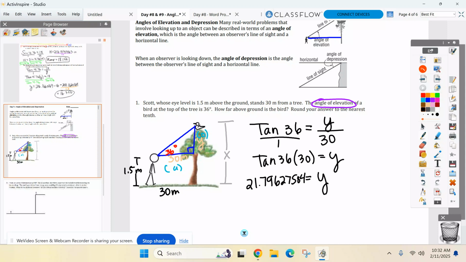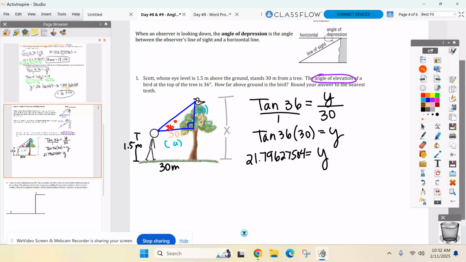So I'm getting about 21.79 and change for that opposite leg. How do I get the full distance now? The full distance. Violet? Add 1.5. Add his eyesight level in. Yep, add in that 1.5.